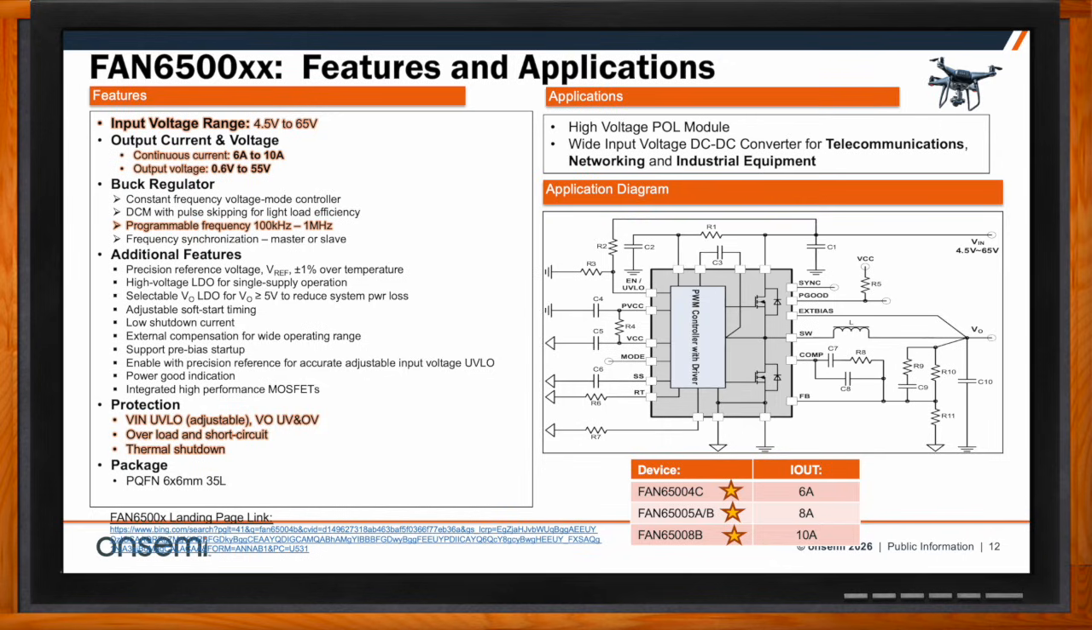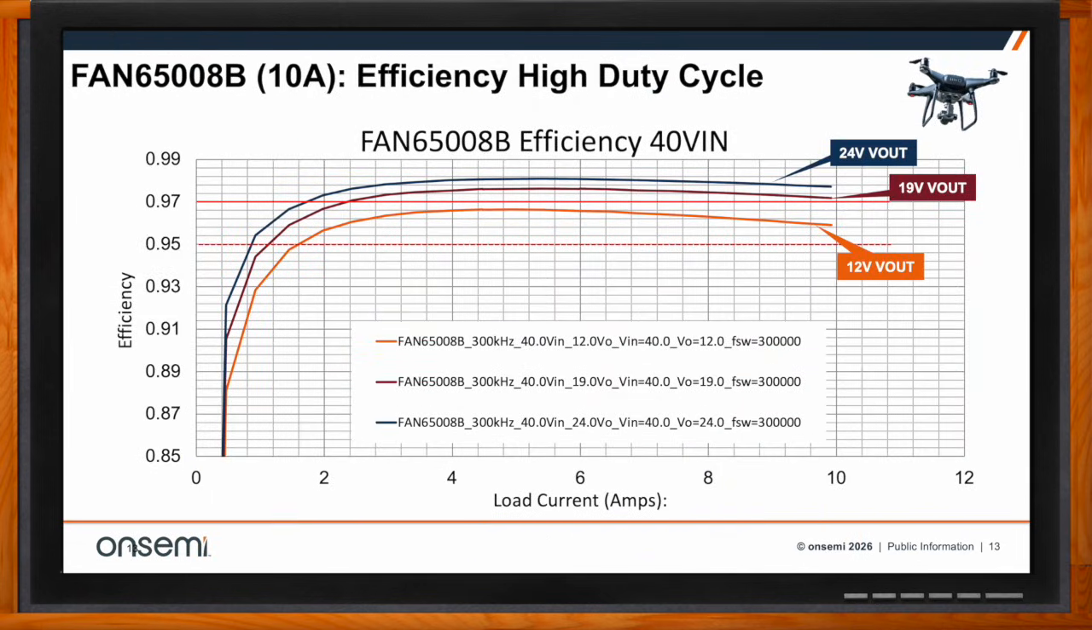So it's very, very flexible with respect to taking an input from lithium ion stack cells. It's got a programmable frequency of 100 kilohertz to 1 megahertz with all the protections, short circuit and thermal shutdown, that you require for an application like drones. And so the FAN65000, what I really like about this is the efficiency.